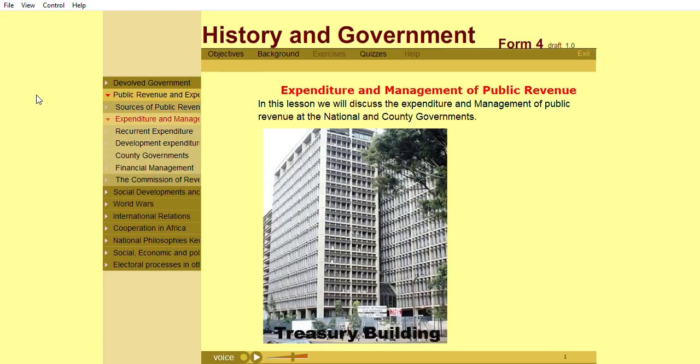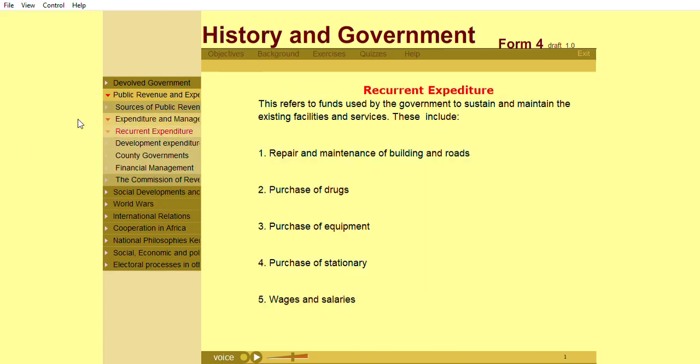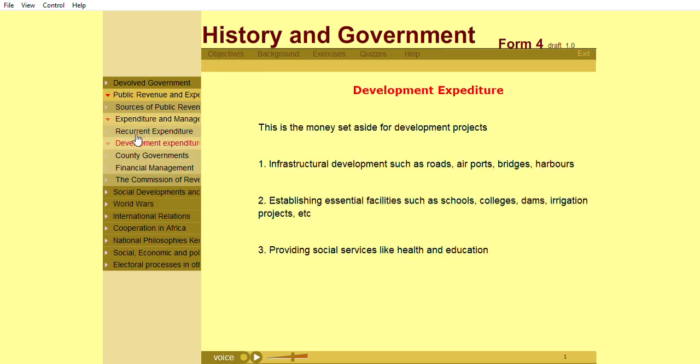In this lesson, we will discuss the expenditure and management of public revenue at the national and county governments. Recurrent expenditure refers to funds used by the government to sustain and maintain the existing facilities and services. These include building, repair and maintenance of roads, purchase of drugs, purchase of equipment, purchase of stationery, and wages and salaries.